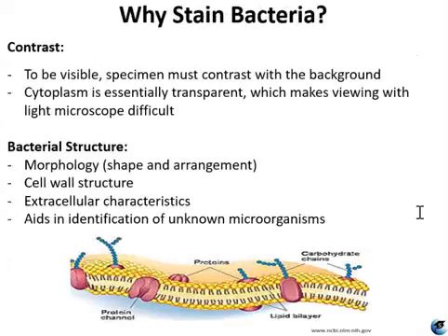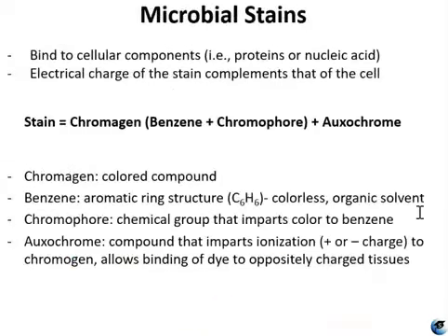In the last lab, Lab 3, you may have had some trouble viewing some of the microbes, and one of the reasons for that is because cytoplasm is essentially transparent, and that makes viewing with a light microscope very difficult. In order to observe things like morphology, structures, and extracellular characteristics, we must have a way to increase the contrast of the cells. The way this is done is by using microbial stains.